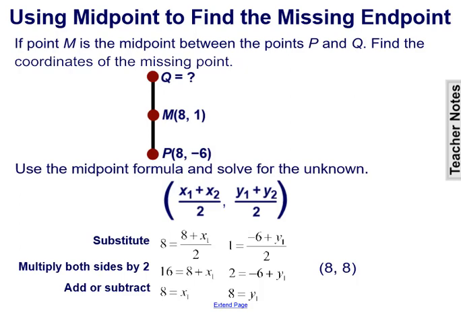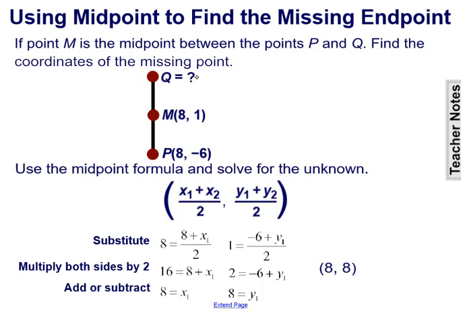We can also use the midpoint formula to find the missing endpoint. If point M is the midpoint between the points P and Q, we can find the coordinates of the missing point. You can see we know the midpoint is (8, 1), and we know one of the endpoints, in this case P, is (8, -6).